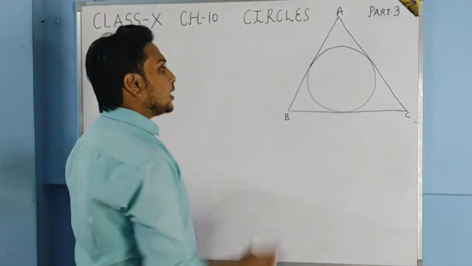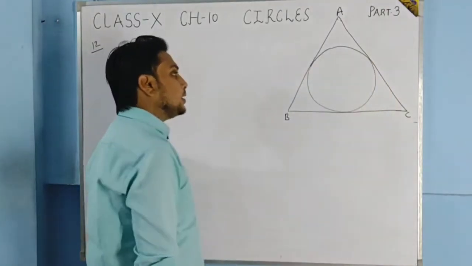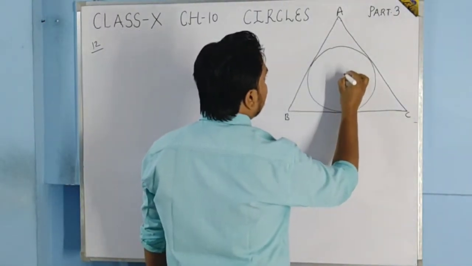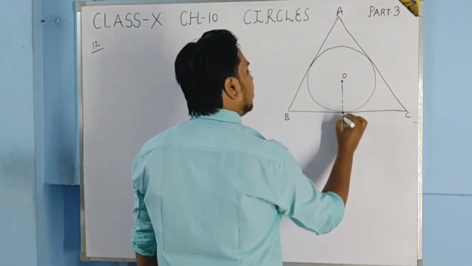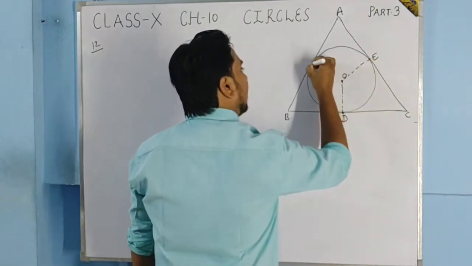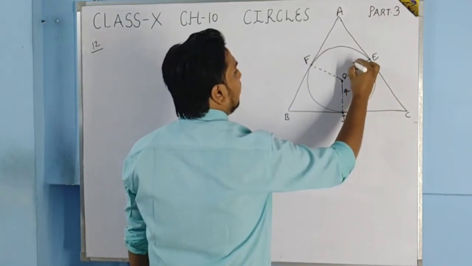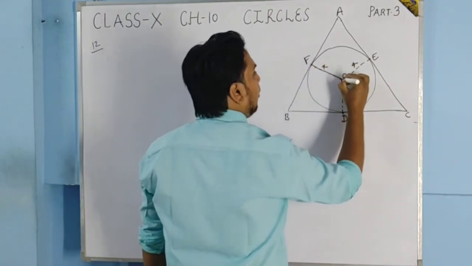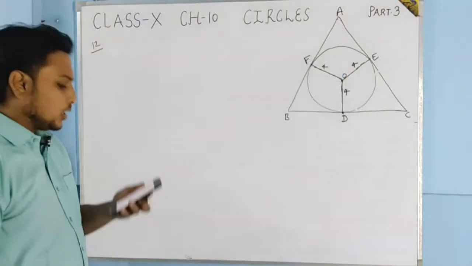Circumscribe means the sides of the triangle will touch the circle. All the three sides of the triangle will touch the circle. And also it is given that the radius of the circle is 4 centimeter. Means if you join the points of contact, suppose D, E, and F, then all these three are of 4 centimeter. It is given in the question that the radius of the circle is 4 centimeter.